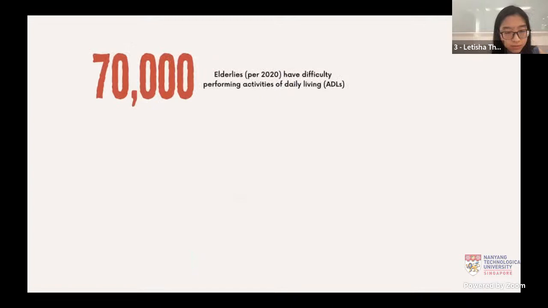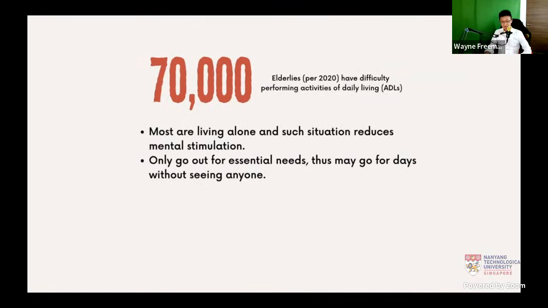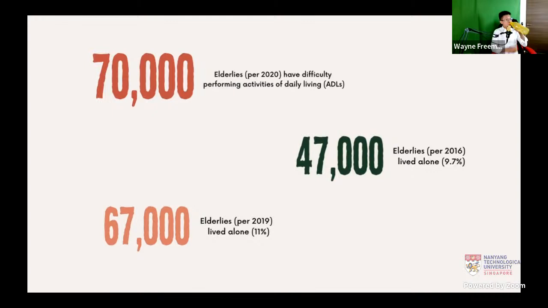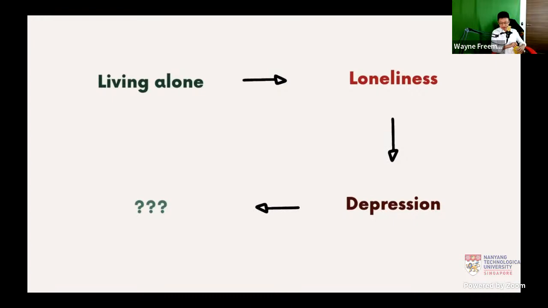Furthermore, many of these elderly are living alone, which has been found to reduce mental stimulation and social interaction, as they usually only go out for essential needs, hence might go for days without seeing anyone. The number of elderly living alone increased from 9.7% to 11% from 2016 to 2019 as aging challenges arise. Such living situations are also the stem of loneliness in elderly, which then leads to depression.